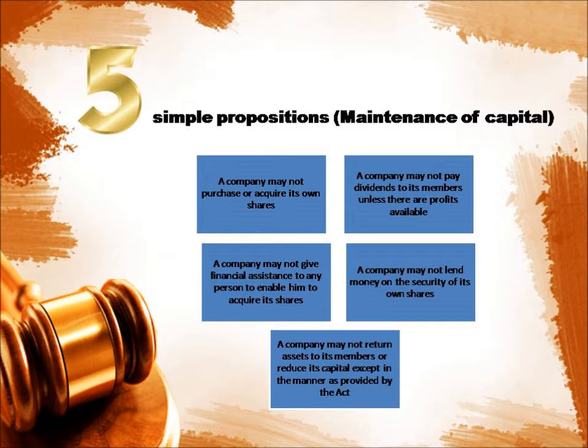The rule regarding maintenance of capital may be stated as 5 simple propositions. The first, a company may not purchase or acquire its own shares. The second, a company may not lend money on the security of its own share. The third, a company may not give financial assistance to any person to enable him to acquire its share.